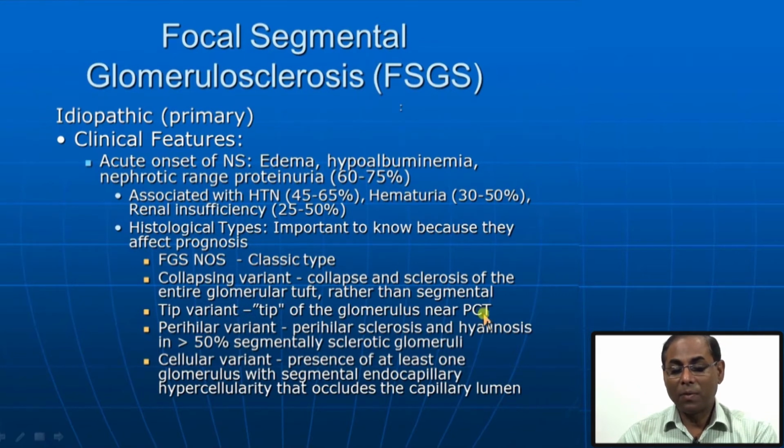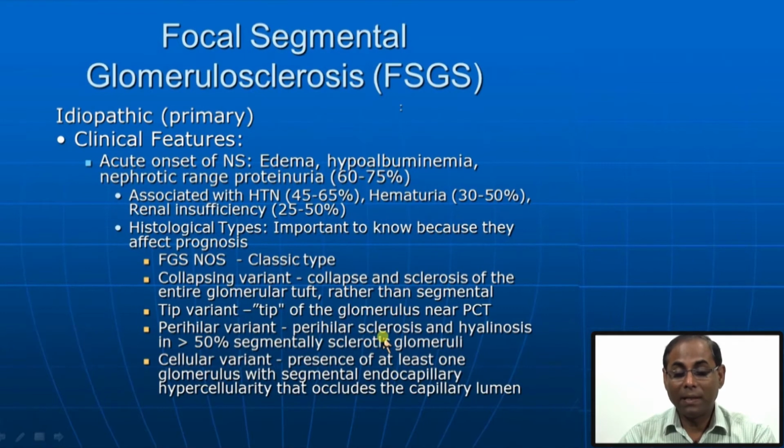Then there is another variant which is described as the tip variant. The tip of the glomerulus near the proximal tubule shows the segmental sclerosis. Now, this variant is prognostically very good. In fact, among all the variants of FSGS, the tip variant usually does not progress towards renal failure, and it behaves in a much more benign way. So, that is why when we try to diagnose FSGS, if there is a tip variant, we always mention it very clearly. Then there is the next variant, that is the perihilar variant.